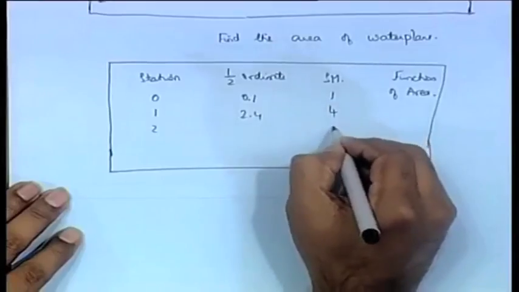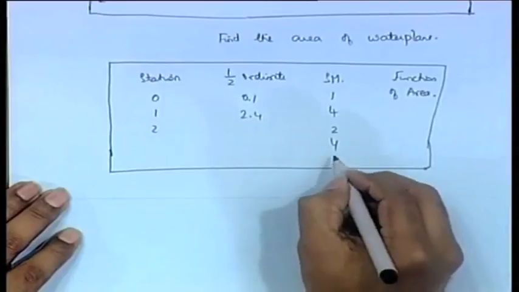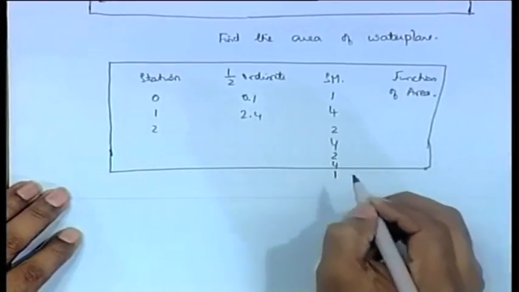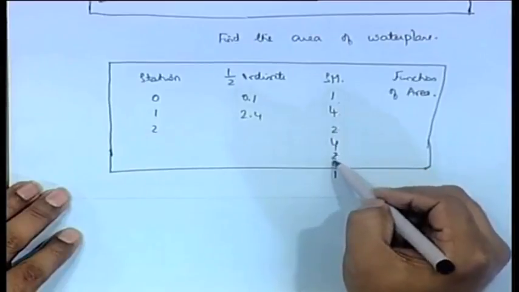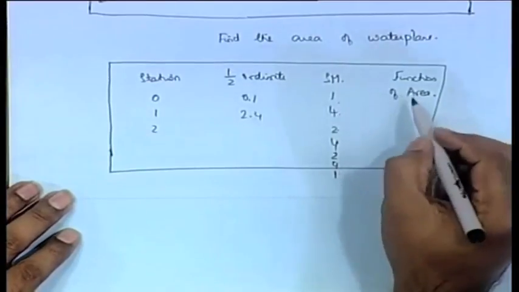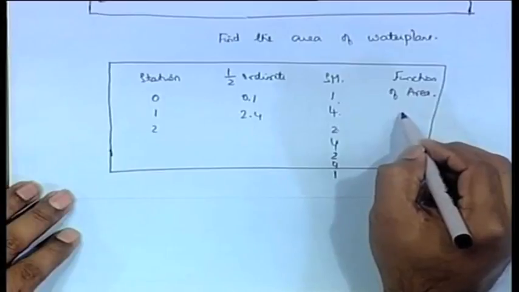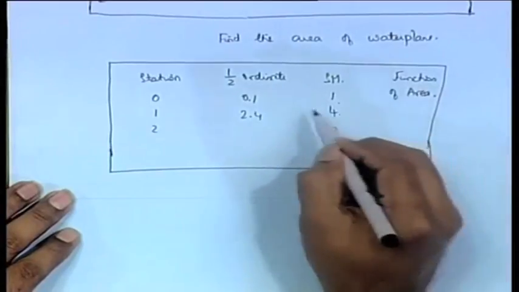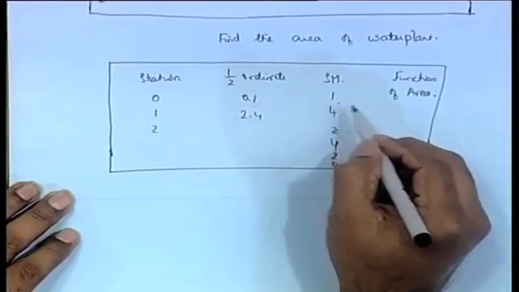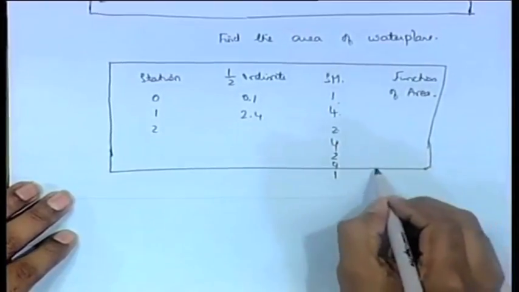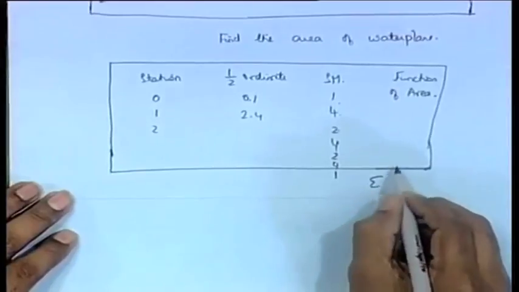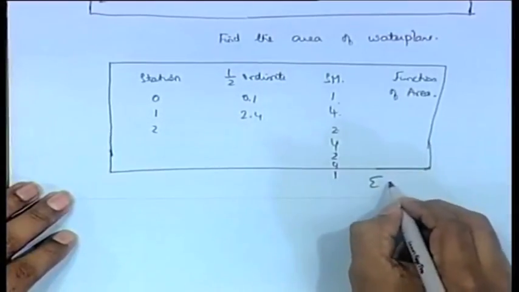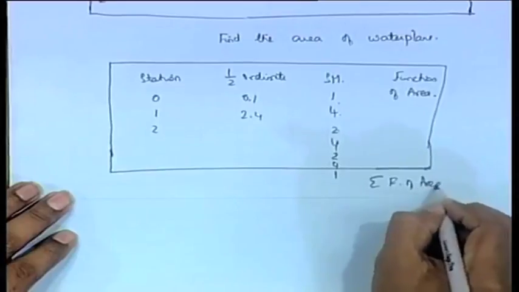So, you can apply Simpson's first rule. It is 7, an odd number, so this is possible for this problem. It comes like this, 1 2 3 4 5 6 7. Then you find the function of area here. What is this function of area? It is this half ordinate into the Simpson's multiplier. Then you sum up the total function of area, sigma function of area, and you apply the formula h by 3 into that.